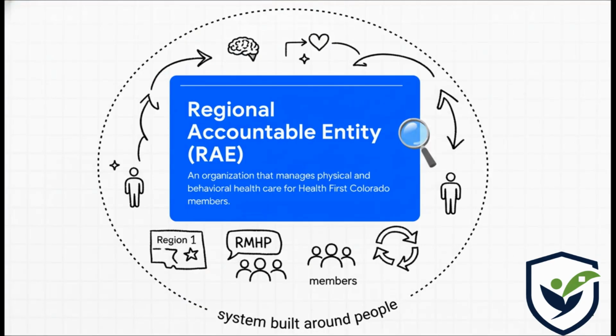So, what in the world is an RAE? You can think of it as the main coordinator for your patient's healthcare. RMHP's job as the RAE for Region 1 is to manage both physical and behavioral health services. The whole idea is to create a system that treats the whole person, making sure your patient's care is integrated and actually works for them.